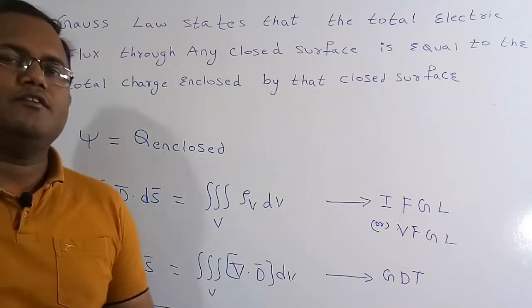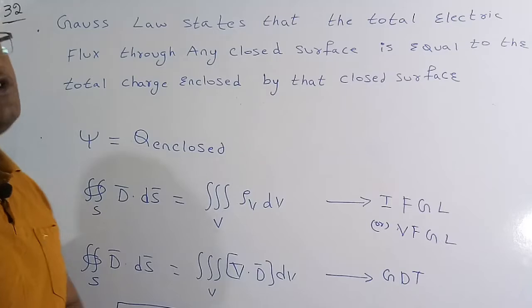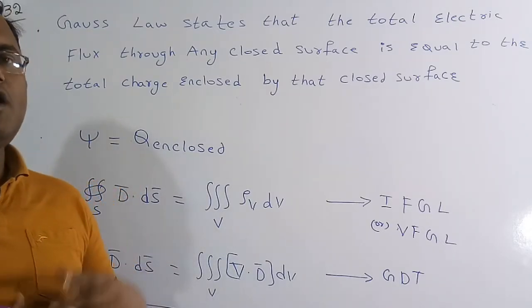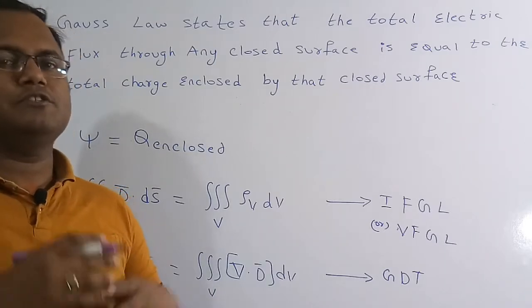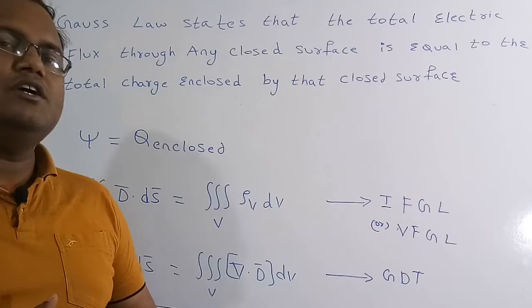Now Gauss law. In this question they are asking what is the vector statement of the Gauss law. So what is the meaning of Gauss law? Gauss law tells you how much electric flux is passing through any closed surface. This is what we figure out with the help of the Gauss law.